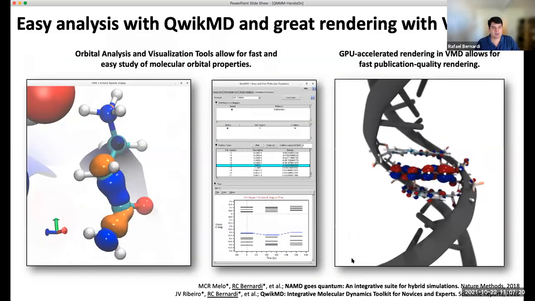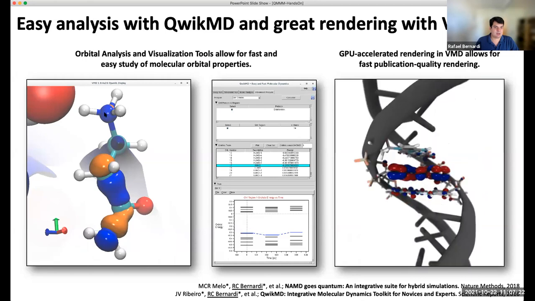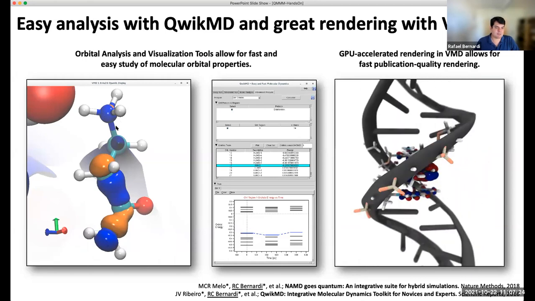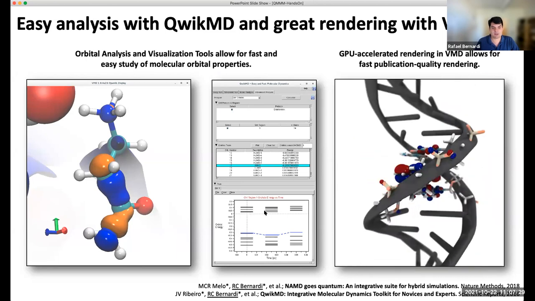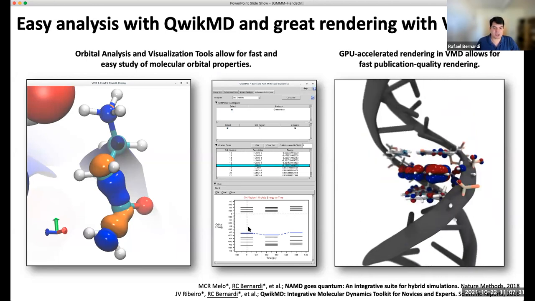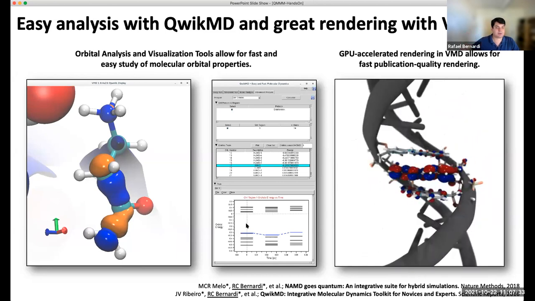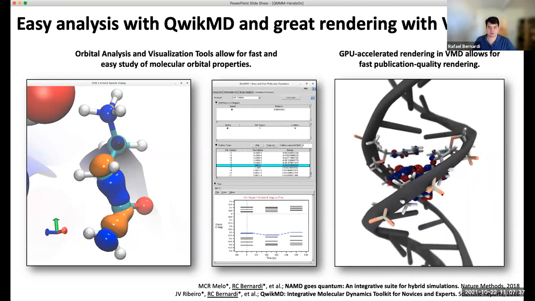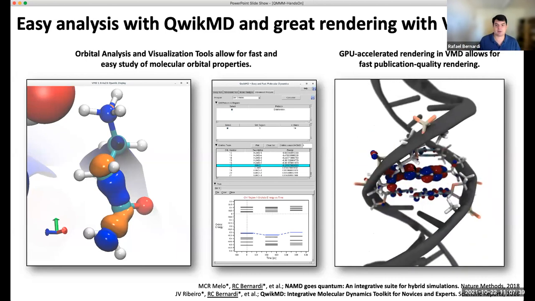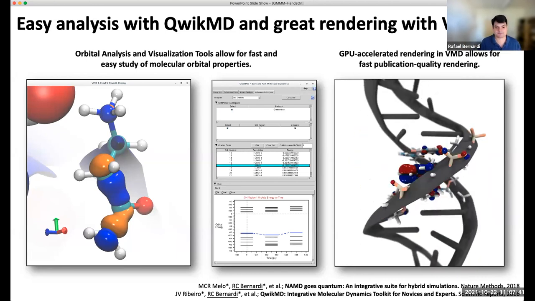It's pretty simple. In the analysis part, you can see the orbitals, how they look, and how they behave over time. You can see how much they change, what the energy is. You can calculate the energy gap between HOMO and LUMO orbitals. You can see all of that during the simulation. And you can also render nice images and videos with the QM representation there.